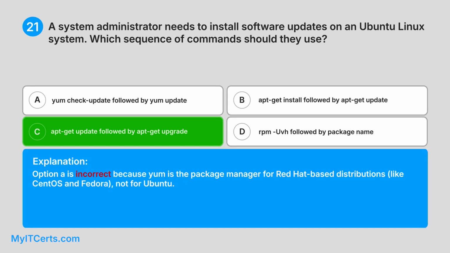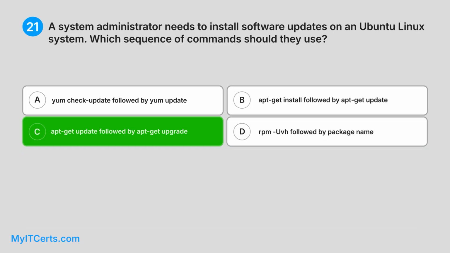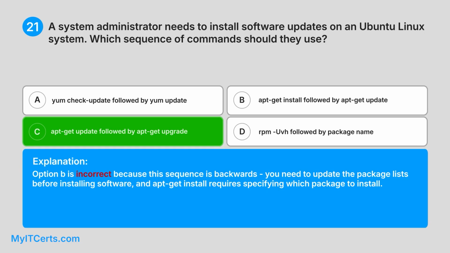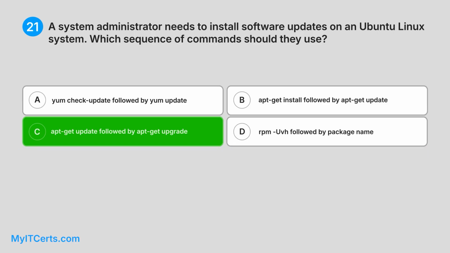Option A, yum check-update followed by yum update, is incorrect because yum is the package manager for Red Hat-based distributions, like CentOS and Fedora, not for Ubuntu. Option B, apt-get install followed by apt-get update, is incorrect because this sequence is backwards. You need to update the package lists before installing software, and apt-get install requires specifying which package to install.